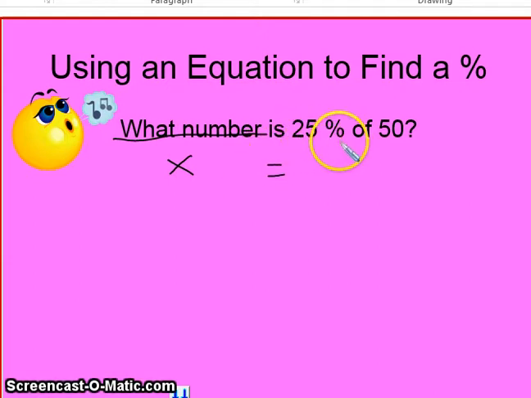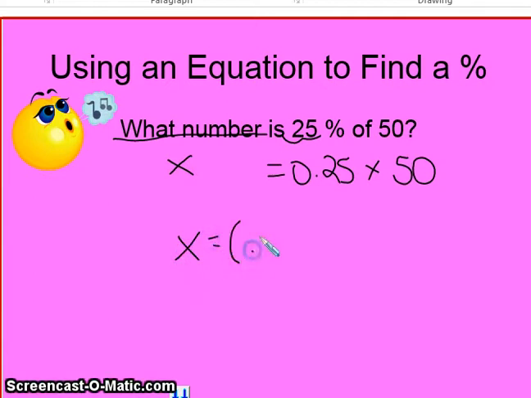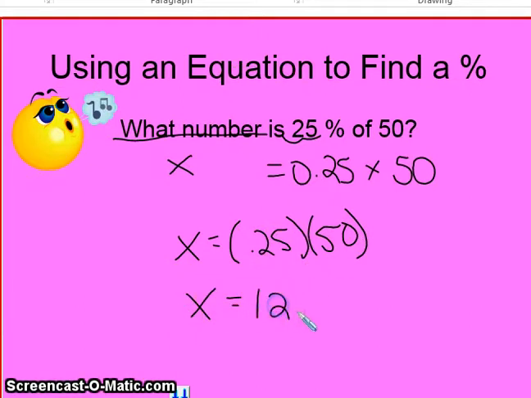Then we have 25%. Whenever we are doing percent problems, our percentage needs to be put in decimal form. So here's our decimal, and we need to move it 2 places to the left, so we get 0.25. Then it says "of," and "of" means multiplication, so times 50. This is an easy equation to solve: x equals 0.25 times 50. When we multiply 0.25 times 50, we get 12.5. So the number we're looking for is 12.5.